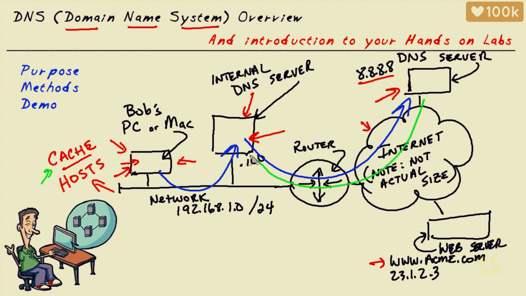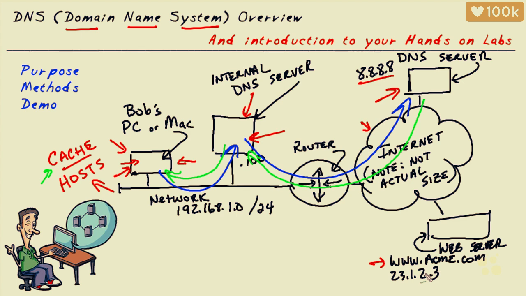So the response comes back to the DNS server that made the request. And in that response, it would say, oh yeah, to get to acme.com, it's 23.1.2.3. And then the internal DNS server would feed that information back to Bob. So all Bob knows is that behind the scenes, his computer made a request, got a response, and now Bob can establish a session out to 23.1.2.3.